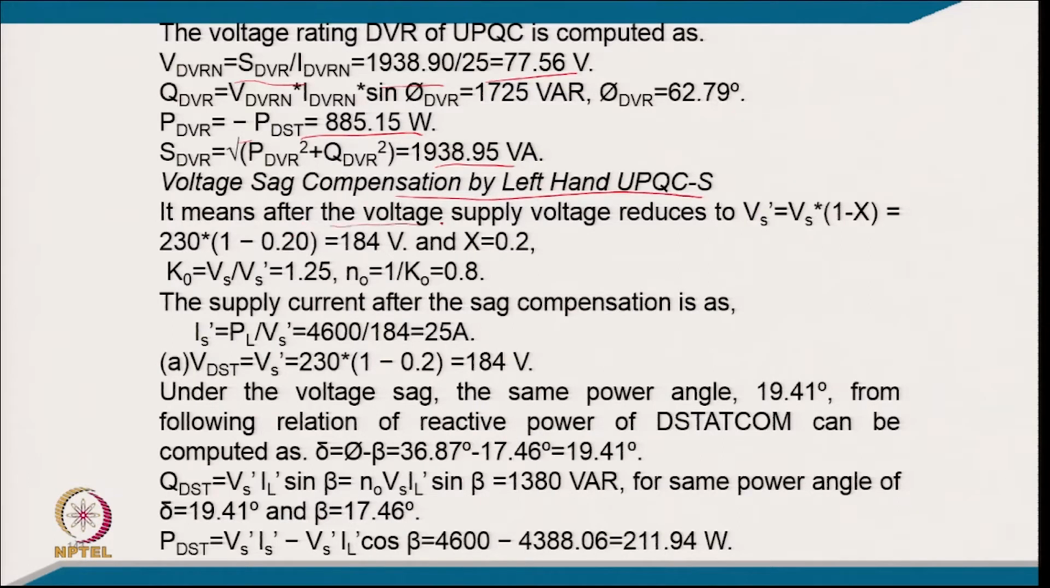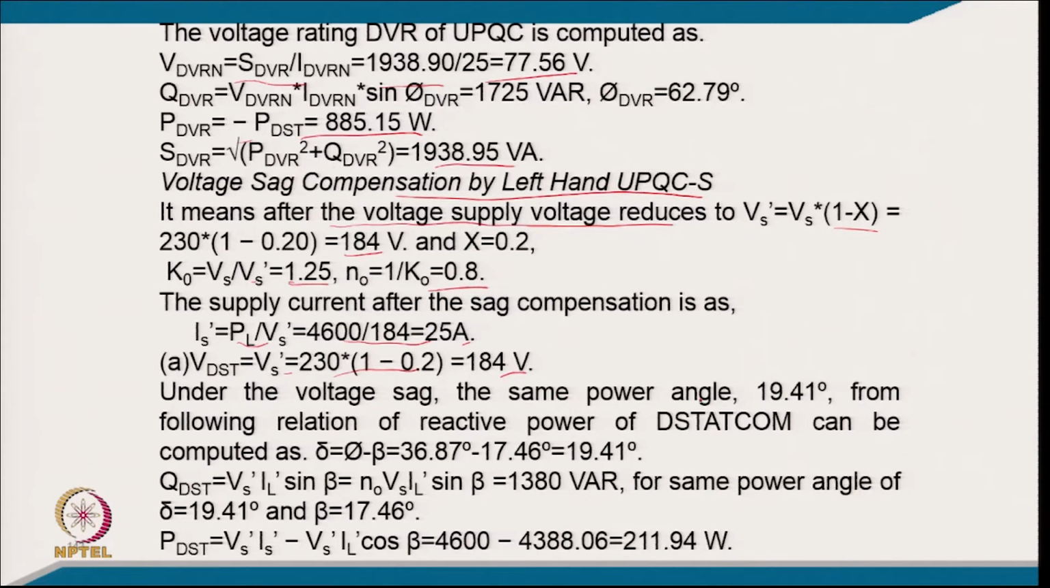After the voltage sag, it means after the voltage sag the supply voltage reduces by 20%. So, it becomes 184 with x equal to 0.2, and K is calculated for the depth as 1 upon 0.8, which is 1.25, and A is equal to 1 upon K, which is 0.8. So, supply current after the sag compensation is I s equal to P L upon V. So, it comes to 25 ampere, and V dStatCom again comes, because it is left hand, as 184.